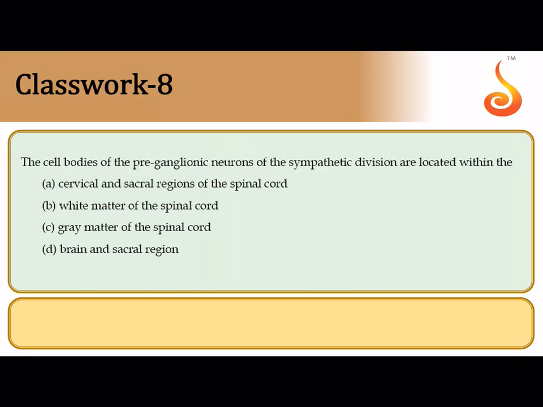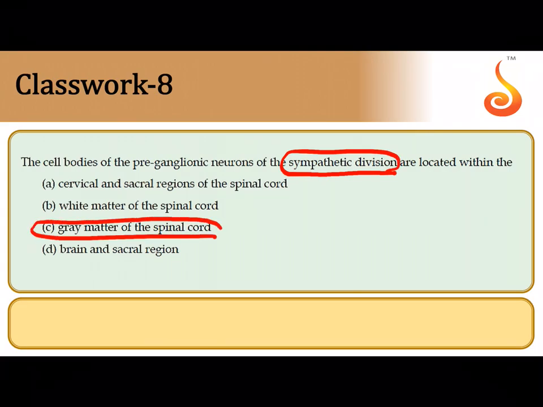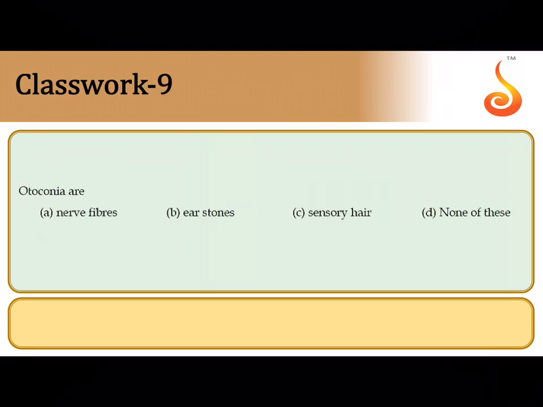The cell bodies of preganglionic neurons. Remember, the sympathetic neurons always originate from the grey matter of the spinal cord, because the grey matter is specifically the region where you find all the cell bodies. Yes or no?